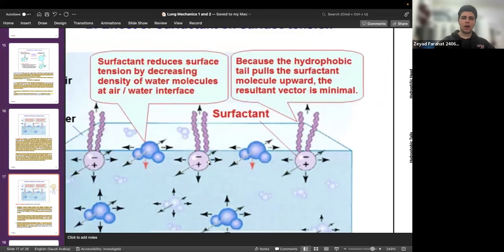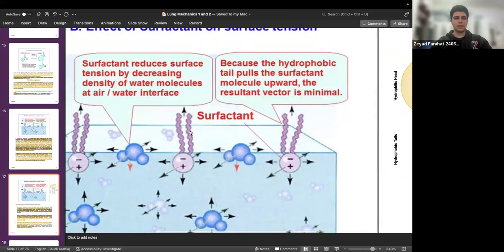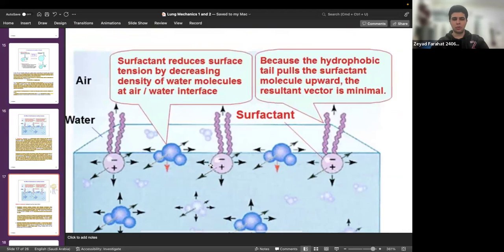The phosphate head, the hydrophilic part, goes in like this. Okay, this is for your convenience, or for you to understand. You don't really need to understand that they're phosphate heads. We talk about the apoproteins in a bit. But generally speaking, there is a hydrophilic part and a hydrophobic part.